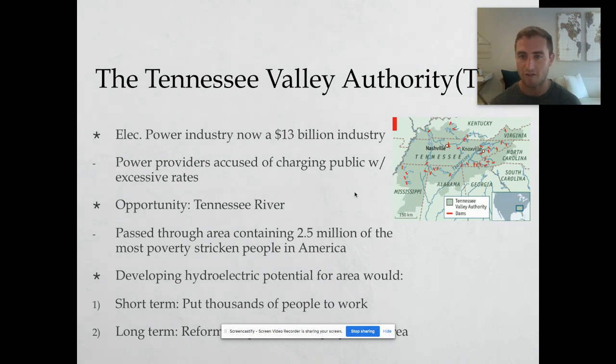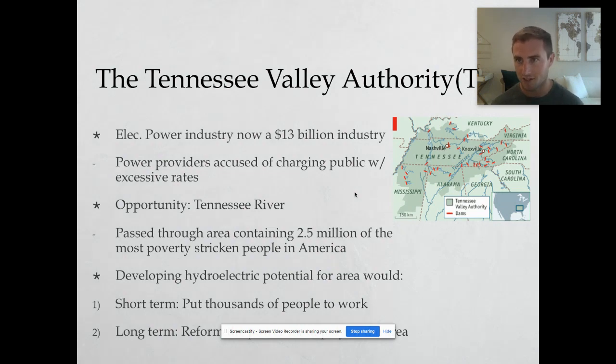Says, what if we hired a bunch of people to come in and irrigate the Tennessee River and then use it to produce hydroelectric power to be able to produce cheap electricity for all of these poverty-stricken people. This is going to be good for a number of levels. For one, it's going to put a bunch of people to work in irrigation, so we're going to give people jobs. For number two, we're going to reform this area. We're going to be able to change it and make it a more prosperous area.